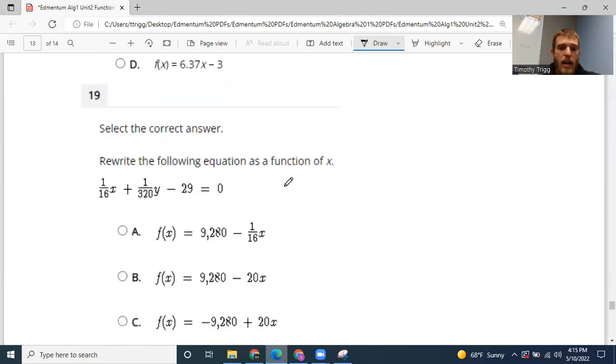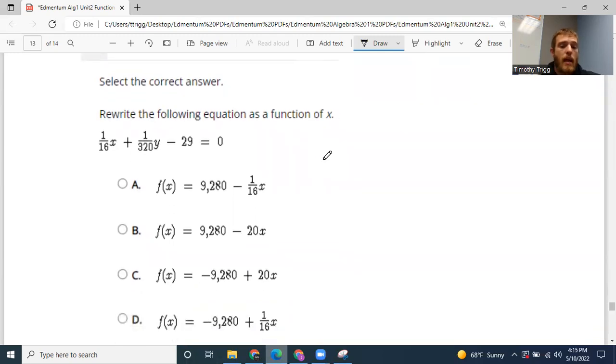Rewrite the following equation as a function of x. Again, we want to solve for y, and then just replace y with f of x. So this one's got a lot of fractions. I don't like that, but let's go ahead and work with it. The first thing I would do to help me solve for y is subtract this 1 over 320y from both sides of the equation.